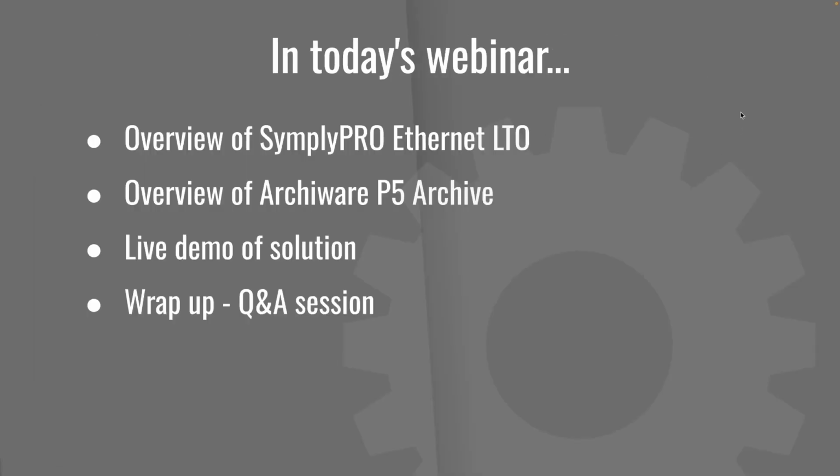So in this webinar, Nick's going to talk over some slides regarding SymplyPRO Ethernet LTO products. I'm going to introduce the Archiware P5 Archive product, particularly in the context of what makes it different. The way that it works is different when you can put your LTO devices on the Ethernet network. Then we've got a live demo of connecting up the LTO hardware via Ethernet on Windows and Mac, plus a demo of actually archiving some stuff to LTO using P5, so you can see how fast it goes, etc. And then we'll wrap up and run through those questions.